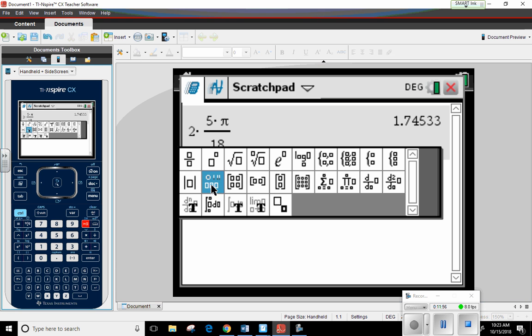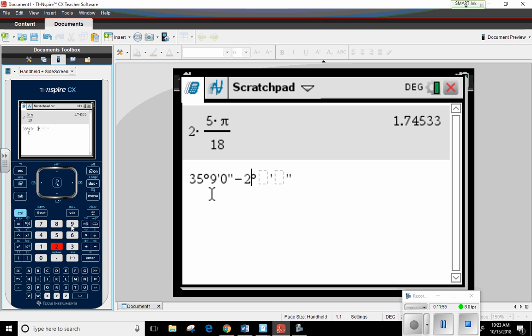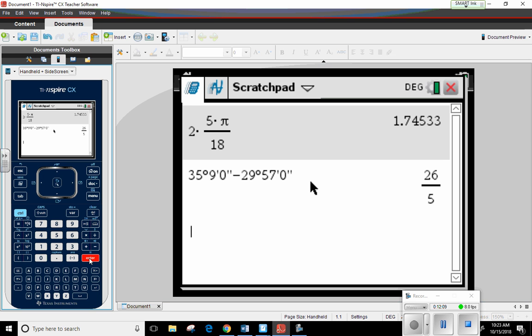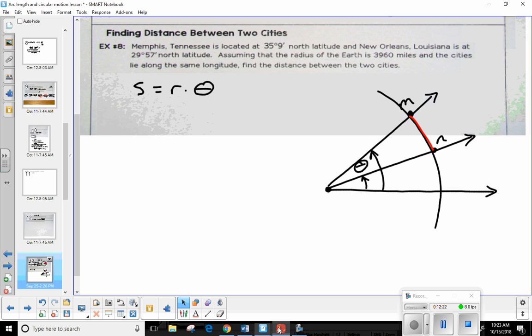Now do the same thing. And I think the other one was 29 57. Is that right? Okay. All right. So all I'm going to do is subtract the two DMSs, and it'll convert it at the same time. Now, it gave me a fraction because of my settings, but 26 fifths is what? 5.2, 5 1/5. That's exactly right. So we're looking at about 5.2 degrees.